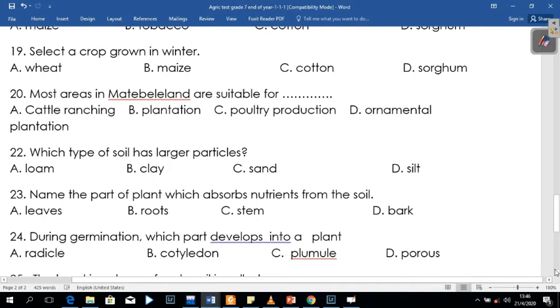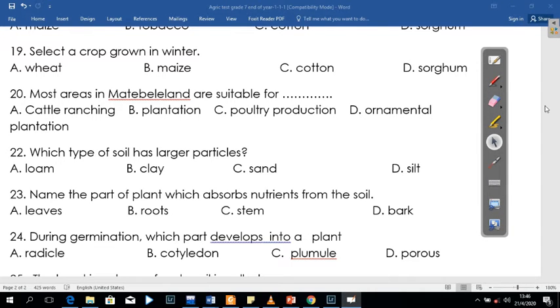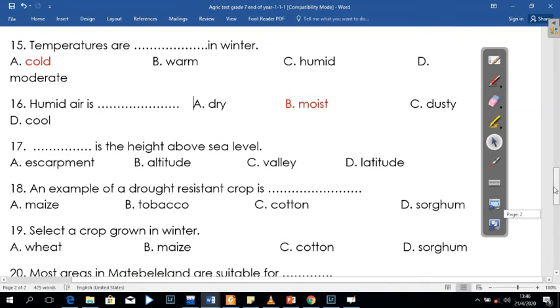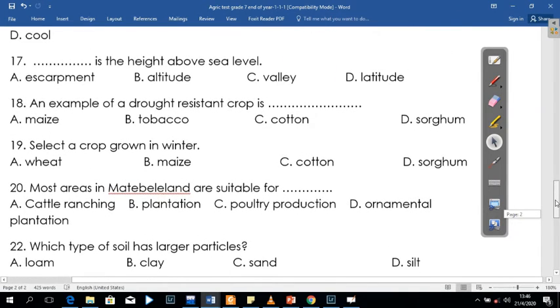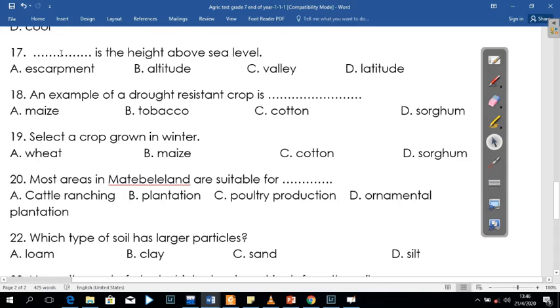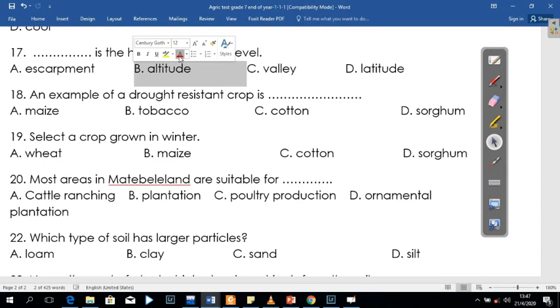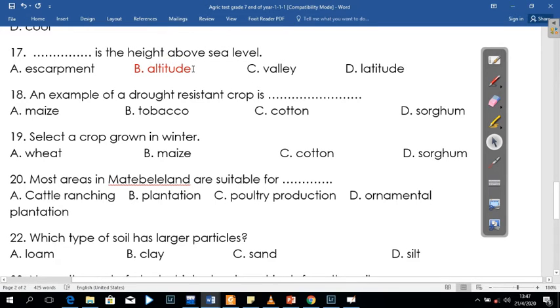Okay. On number 17, let me scroll back a little bit. On number 17, dash is the height above sea level. Okay, I did this in my previous tutorial. The correct answer we are looking for here is altitude. Altitude is the height above sea level, right?